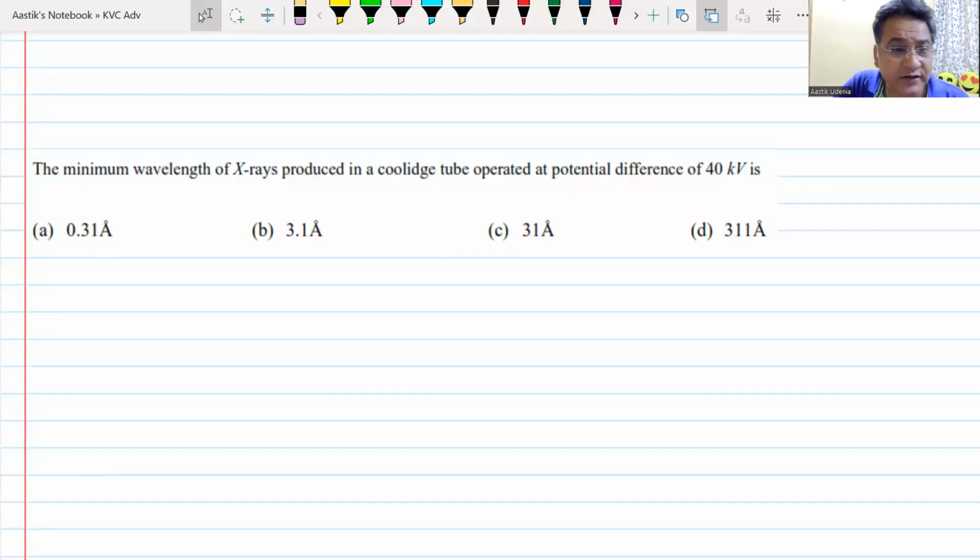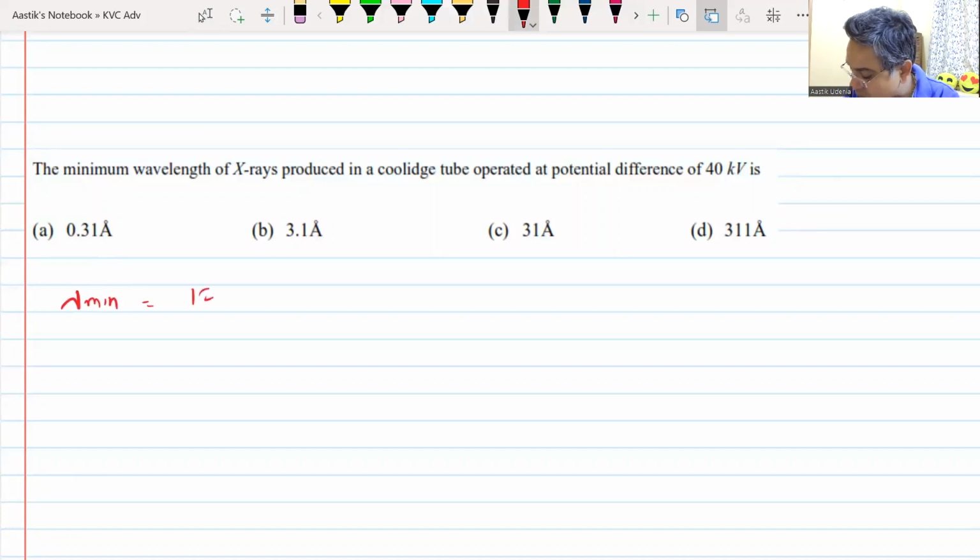Let's move ahead with the questions. This is the first question that we are going to do. The minimum wavelength of X-ray produced in a Coolidge tube operated at a potential difference of 40 kilovolt. Not watts, 40 kilovolt. I'll give you a minute to do it. What is the answer? Lambda min.